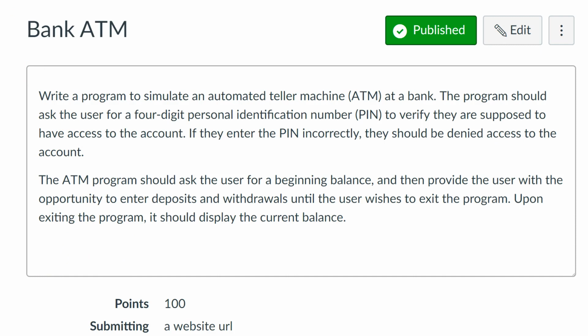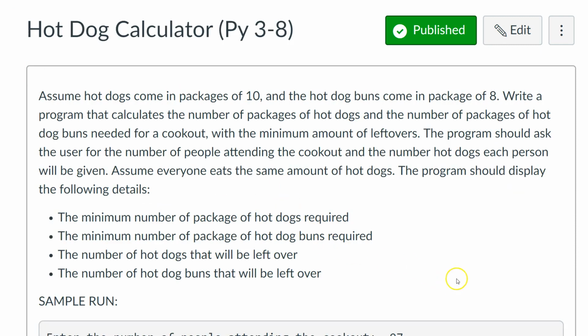Okay, then there's this one, the hot dog calculator program. If you have taken any other language from me, I tend to like this program, mainly because you get to practice using the modulus. You might use mod for this. There are other ways of doing it, but we've got a program here. It's an age-old problem.